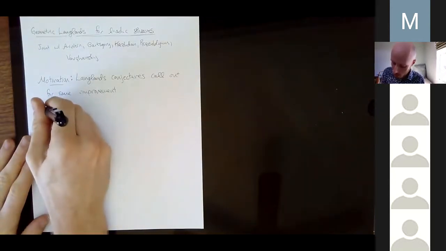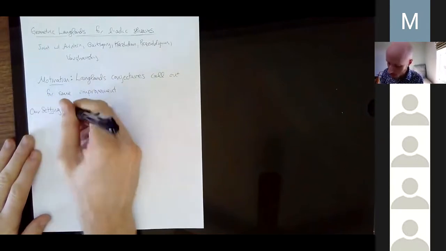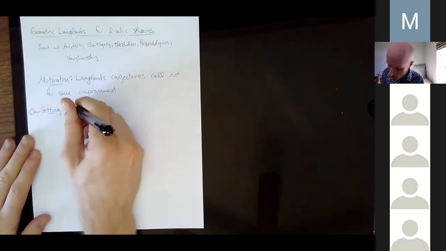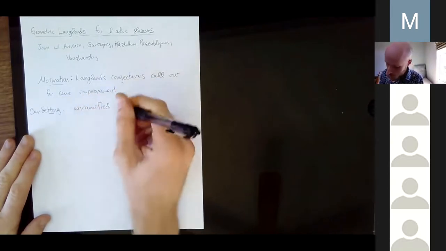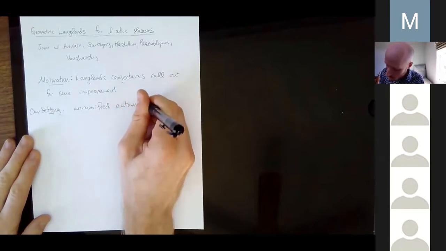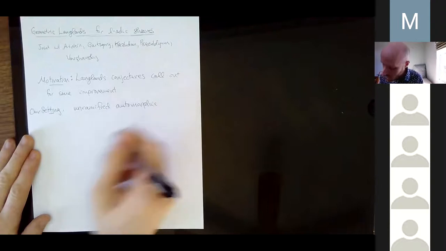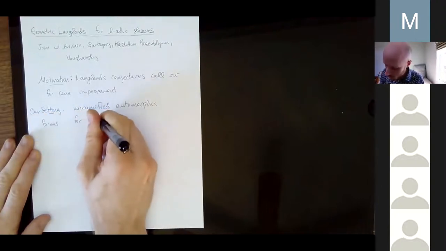So our setting is going to be unramified automorphic forms. This is a technical phrase, but I'll say more about what it means in a second. Unramified automorphic forms for function fields.